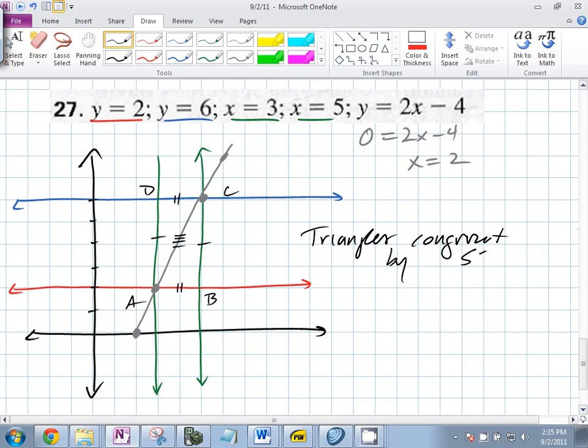Side, side, side. Exactly. Right. This one's pretty nice because you have horizontal lines. Is it really easy to find the length of horizontal lines? Yes. What happens if we tilt these triangles? Does it become trickier? Yeah, it does.